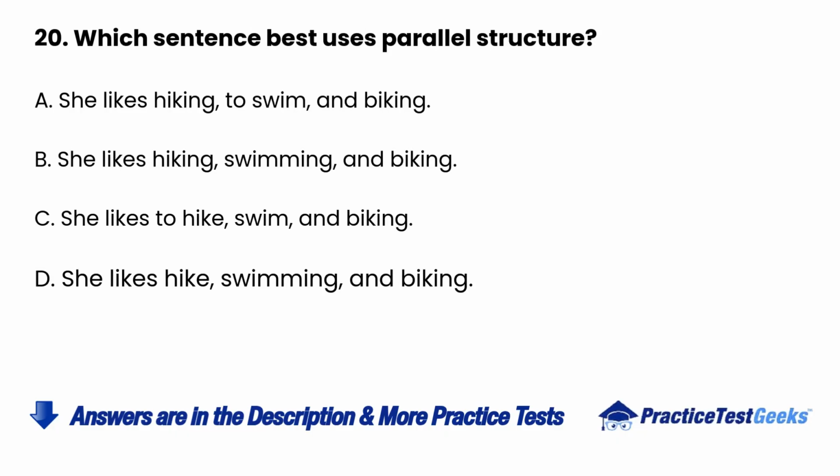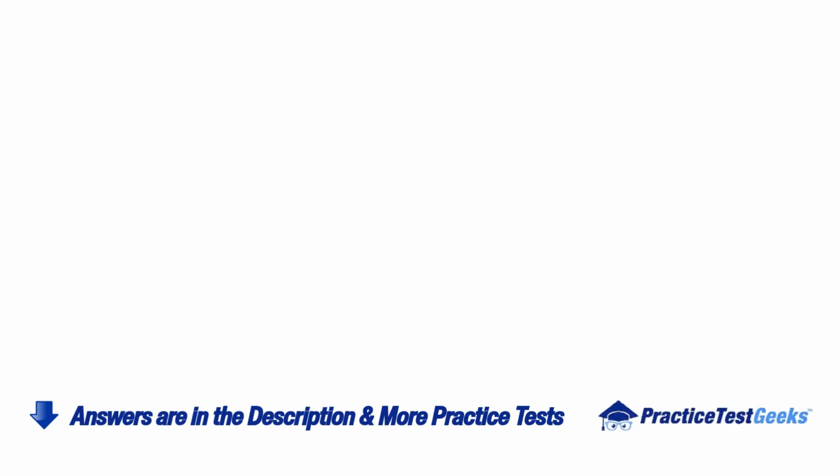20. Which sentence best uses parallel structure? A. She likes hiking, to swim, and biking. B. She likes hiking, swimming, and biking. C. She likes to hike, swim, and biking. D. She likes hike, swimming, and biking.